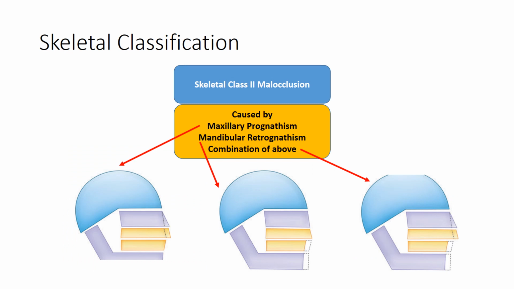Now, in skeletal classification, class 2 malocclusion can be caused by two factors or a combination of the two. One is that the maxilla may be prognathic, or the mandible may be retrognathic, or a combination of both, maxillary prognathism and mandibular retrognathism.